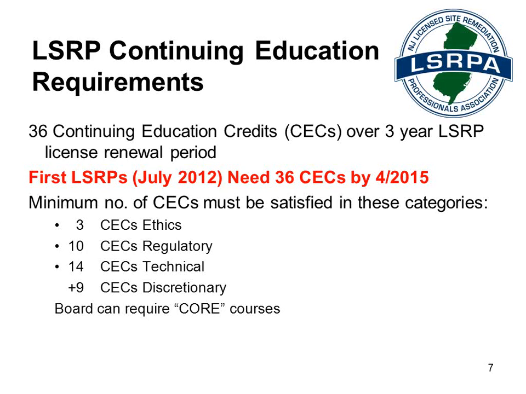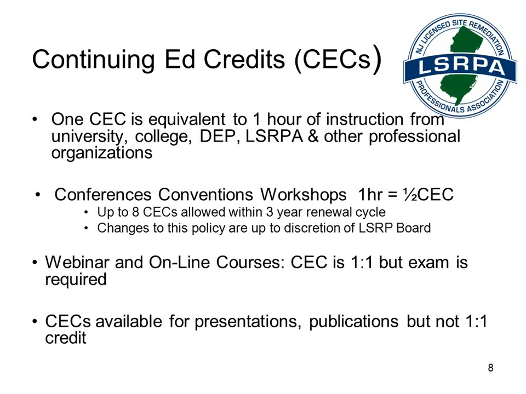So if you took that wonderful 8-hour, 8 CEC ethics course, 3 would be the ethics training, and then the other 5 are discretionary. Okay? So the licensing board can require other core courses. They have not chosen to do so at this time. Again, it's roughly 1 hour of instruction equals 1 CEC. So pretty simple. Webinars and online courses haven't really happened yet because they require an exam, and nobody's really figured out how to make that work yet.